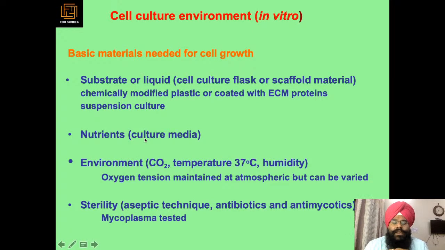So basic materials needed for cell growth. You need substrate, you need nutrients, you need environment, you need sterility. In substrate, you need your medium to be plastic coated with the ECM protein, or suspension culture. Nutrients should have culture media. Environment should have CO2, temperature of 37 degrees Celsius, and humidity. Sterility should include aseptic technique, antibiotics, and antimycotics, mycoplasma tested.